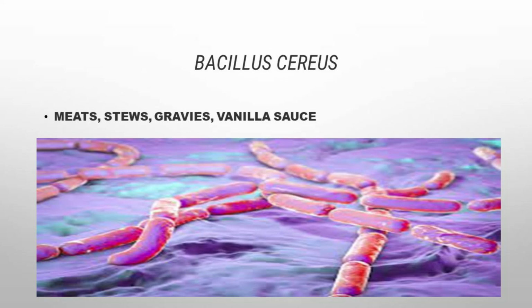Bacillus cereus. Bacillus cereus is an acute intoxication that occurs when this microorganism produces toxins, causing two types of gastrointestinal illness, which include vomiting and diarrheal symptoms. Its onset time after ingesting is 10 to 16 hours. Abdominal cramps, nausea, and watery diarrhea are the signs and symptoms of Bacillus cereus. The common food sources include vanilla sauces, meats, stews, and gravies.